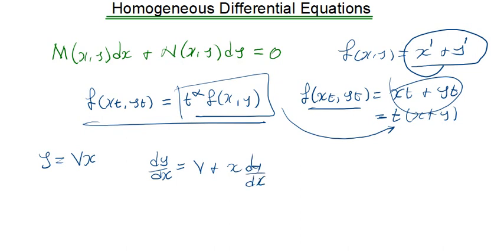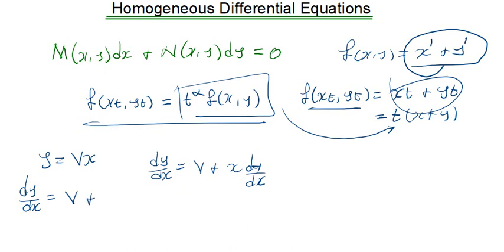This comes from the fact that if you have your y to be equal to vx, you're going to differentiate this with respect to x, meaning your dy dx will be equal to, when you differentiate this part with respect to x, you're going to get a v.